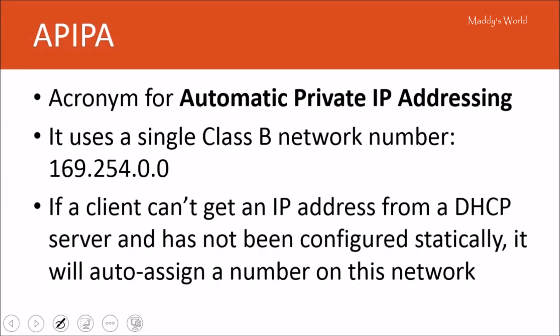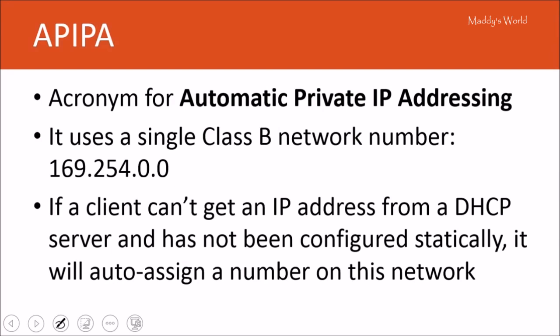There's another reserved network, in Class B. It's called automatic private IP addressing, or APIPA, right? If a client can't get an IP address from something called a DHCP server, which is Dynamic Host Configuration Protocol server, and an IP address hasn't been configured statically, then it auto assigns this number to itself on the network. So it'll have an address within the 169 range.